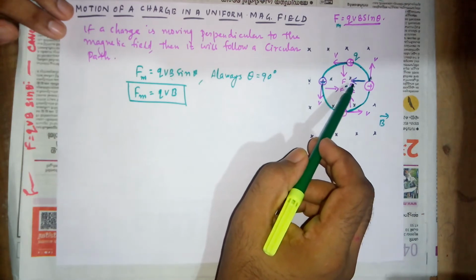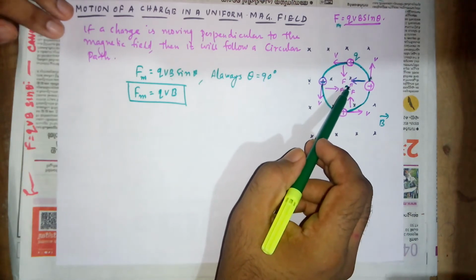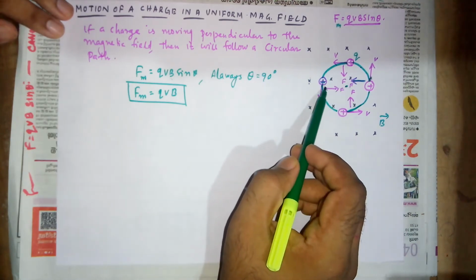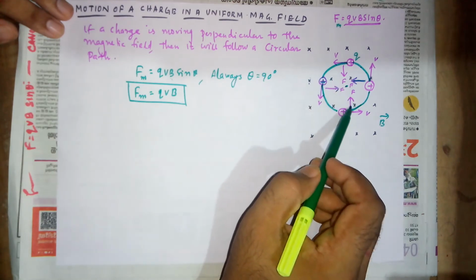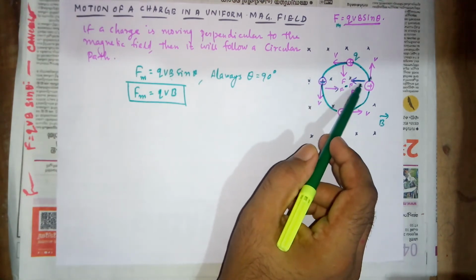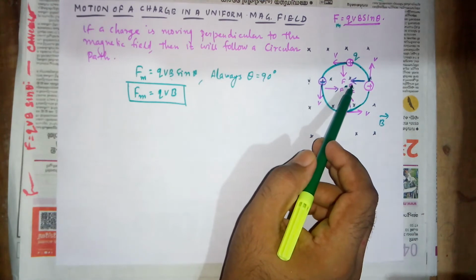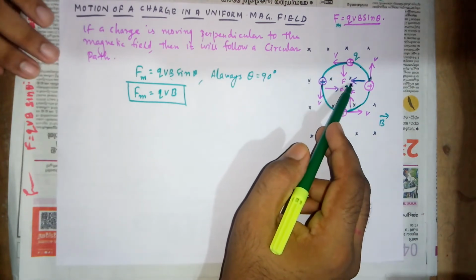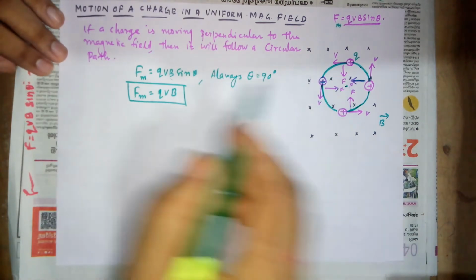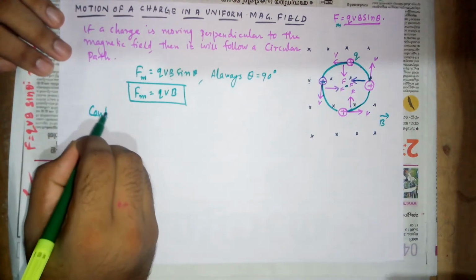Okay, so that centripetal force is provided by whom? Here the centripetal force is provided by the magnetic force, right? Because the magnetic force is always pointing towards the center. So the centripetal force is provided by the magnetic force here, right? So what is the centripetal force expression?